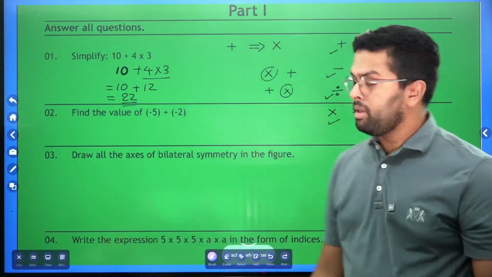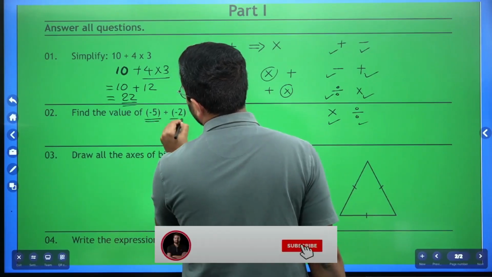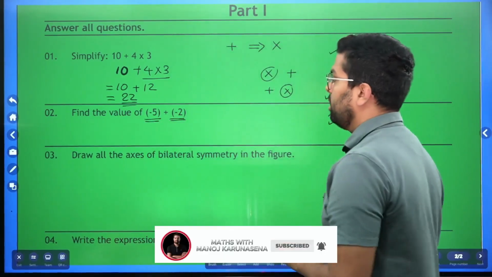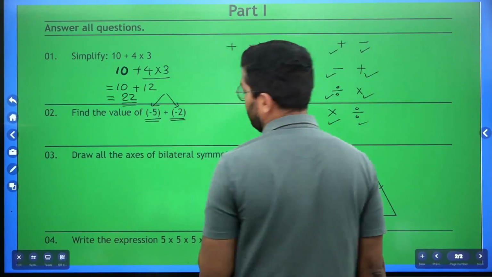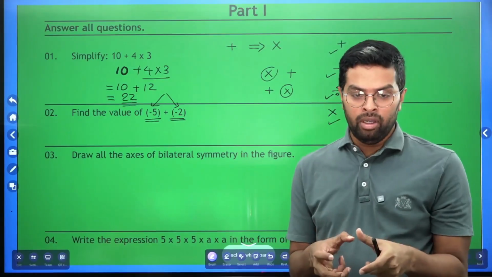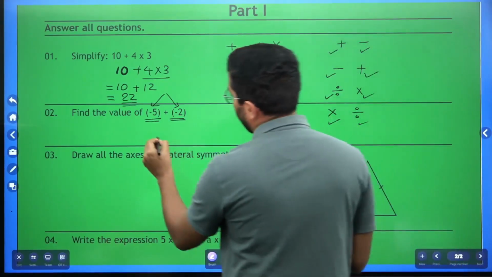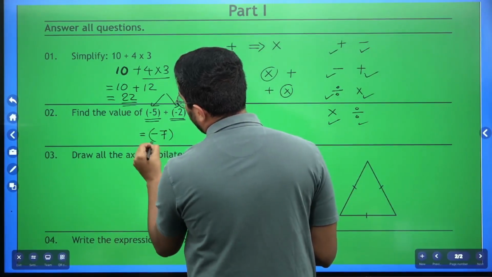Okay, right. Second question, find the value of minus 5 plus minus 2. So the direction of both these numbers is the same, so we have to add negative 5 and negative 2 together. The answer also will be negative. Answer is negative 7.